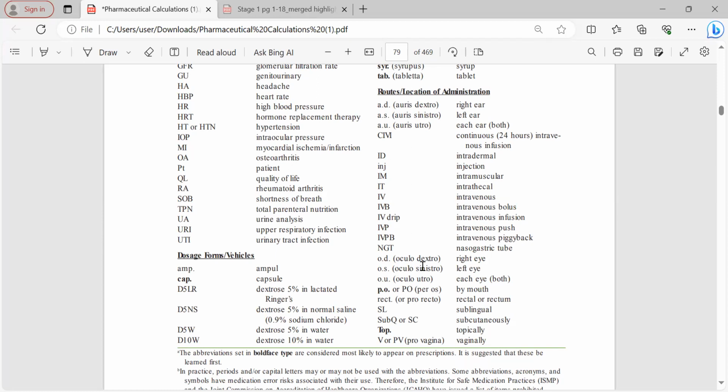But I've seen that most prescribers don't write right ear or left ear. They'll write BE, so that's like either both ears or both eyes. And it's mostly like that.